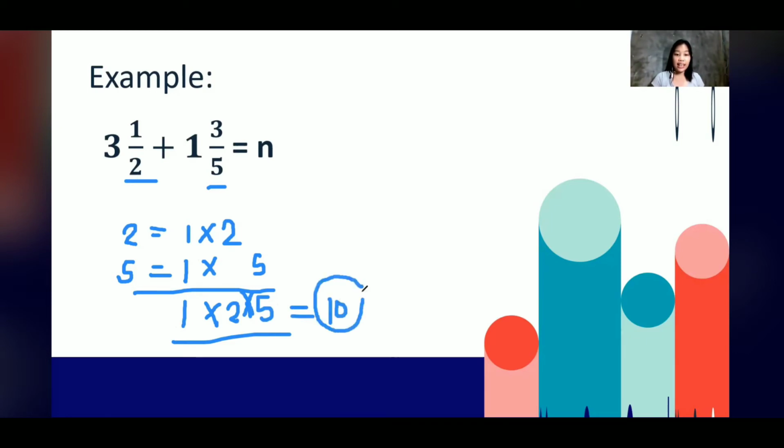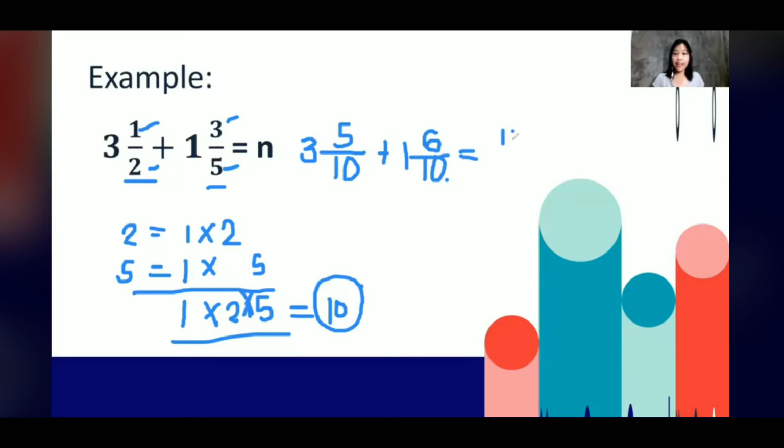Meaning, 10 is the LCD of our fractions, or the least common denominator. So 10 will be our denominator. So now let us get the numerators. 10 divided by 2 is 5, times 1, 5. 10 divided by 5 is 2, times 3, we have 6. So let us copy the whole numbers. Now that they are similar, we will add the numerators. So 5 plus 6 is 11, and then we will just copy the denominator.